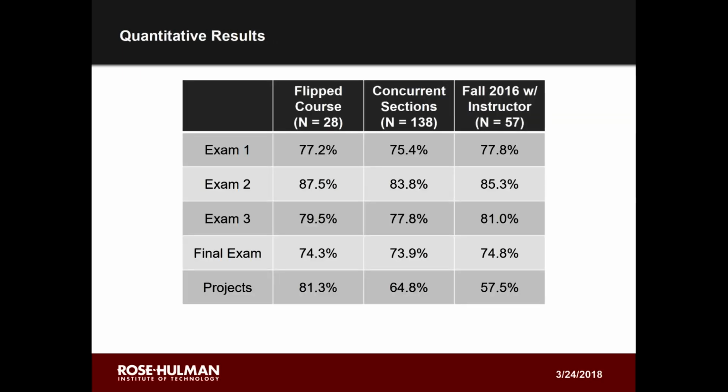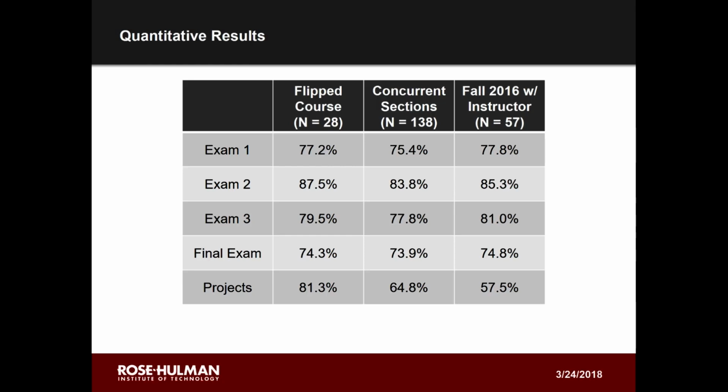So looking at the quantitative results here, what the 3 columns represent is, the first column represents the flipped version of the course that was offered in fall 2017 with 28 students. The second column represents all of the other sections of the course that were offered by other instructors in fall of 2017. So the first 2 columns do have the exact same exams and projects. The final column is a little bit different.